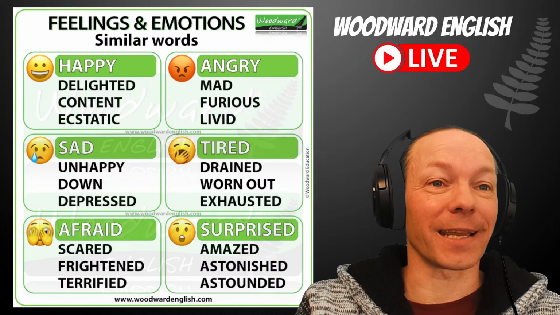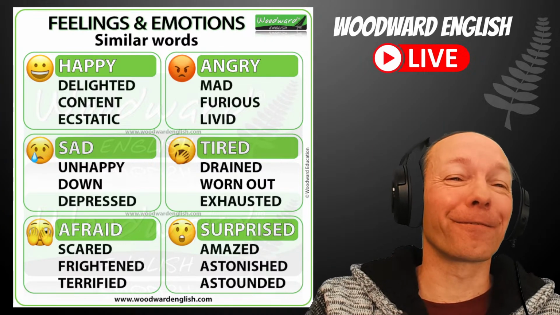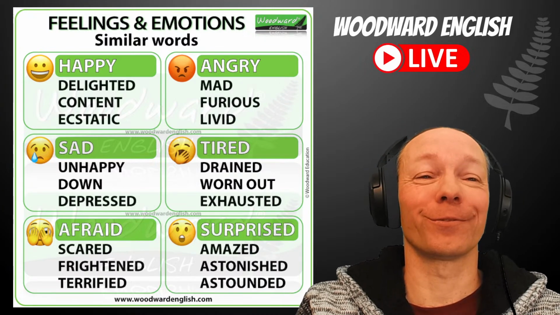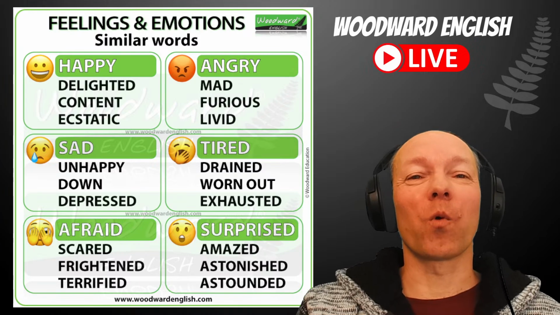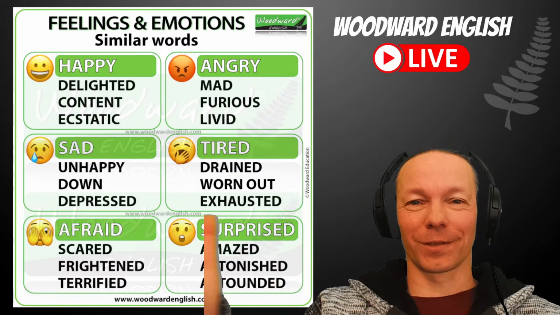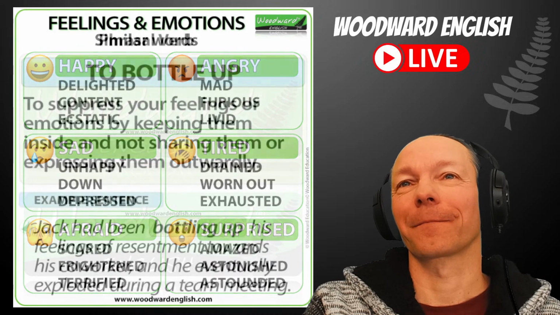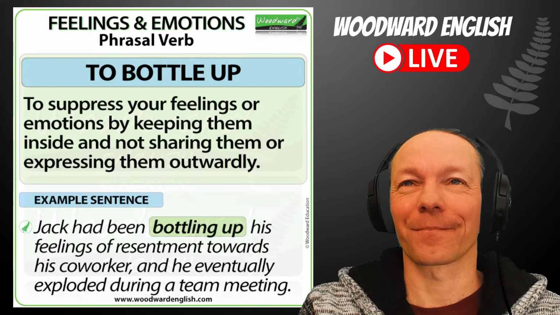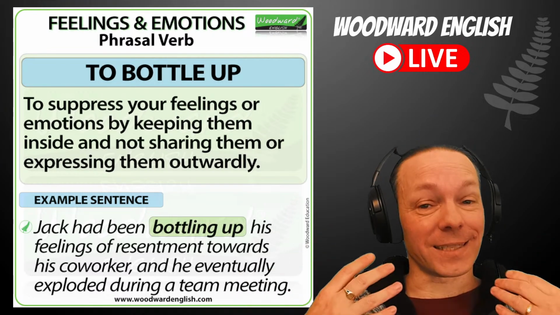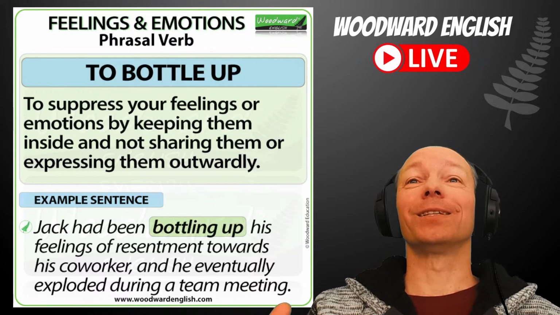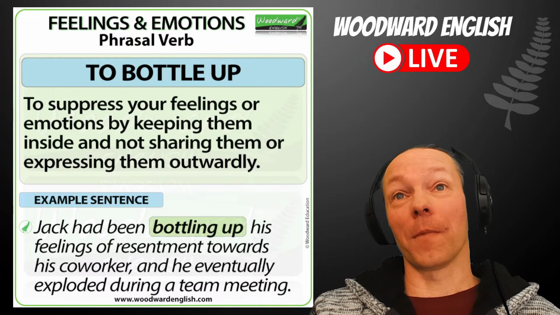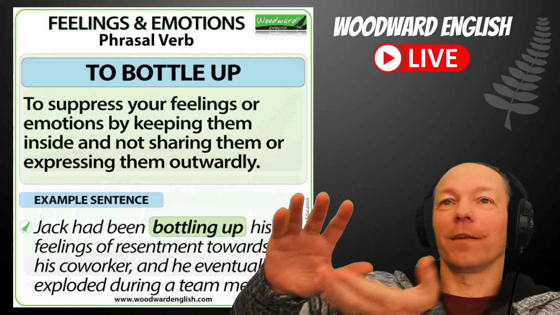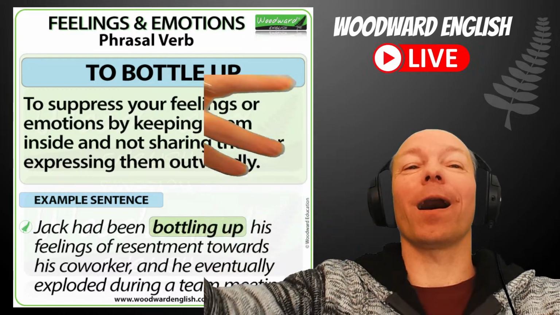I'm terrified of insects. I'm terrified of being poor. Yeah, I understand you. Okay, so what phrasal verb can we use when you're suppressing your feelings? We use this one: to bottle up. Okay, to bottle up. This is a phrasal verb that you can use, it means to suppress your feelings or emotions by keeping them inside and not sharing them or expressing them outwardly.